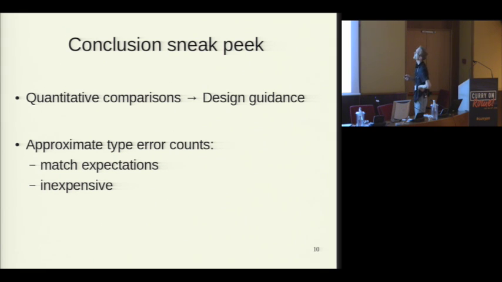I'd like to take a sneak peek at the conclusion now. What I've presented is that we can do these quantitative comparisons of the number of type errors, and this should guide the type system designer towards what type system feature he should really spend time on implementing, because with these graphs he'll know if he'll get any effect from actually supporting something complex. And we can approximate these type error counts, and the approximation matches what we would expect from more expressive type systems. And as you're going to see in a moment, we can do these approximations rather inexpensively.